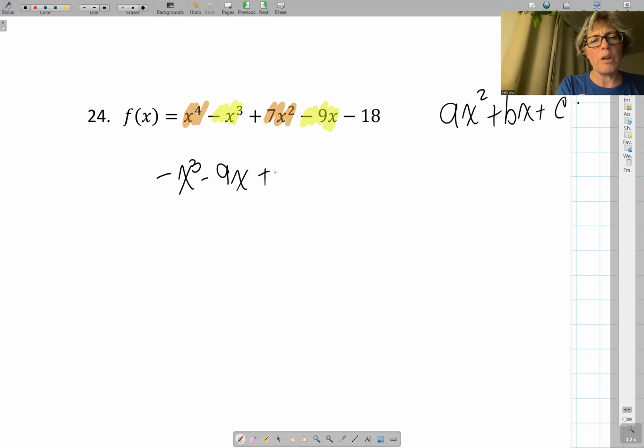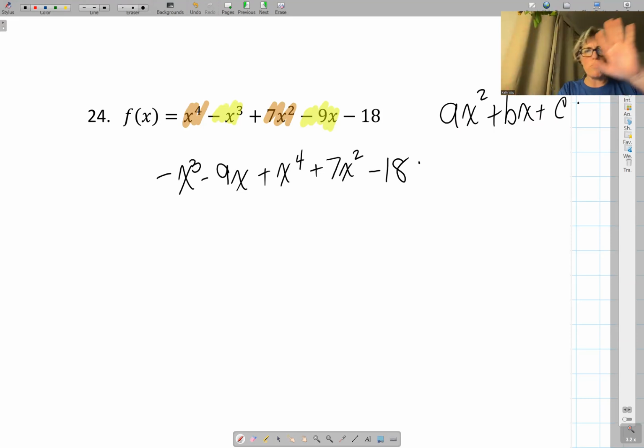And that's going to be plus x to the fourth plus 7x squared, and then minus 18. And there's no harm, no foul here, because everything's plus or minus. We really haven't changed any values. We've just moved stuff around.